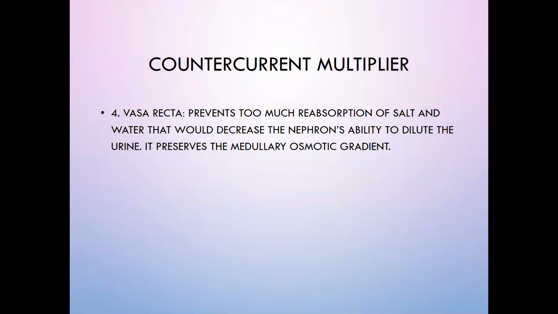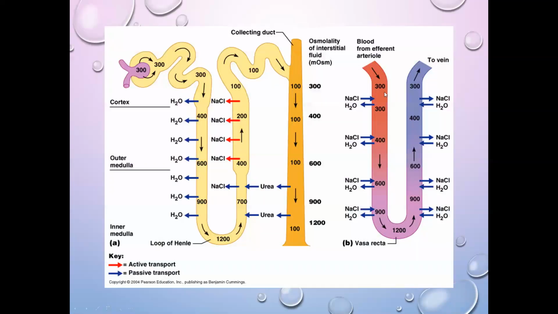Okay, so now let's go to the vasa recta. So that is this capillary here. And so what is the purpose of the vasa recta? First of all, the purpose is to make sure that the cells in the medulla get oxygen and nutrients, and waste products are carried away. So we're just doing exchange like we typically do exchange. But because we've so messed up the interstitial fluid out here, we want to make sure that we maintain this 300 to 1200 milliosmol concentration gradient.